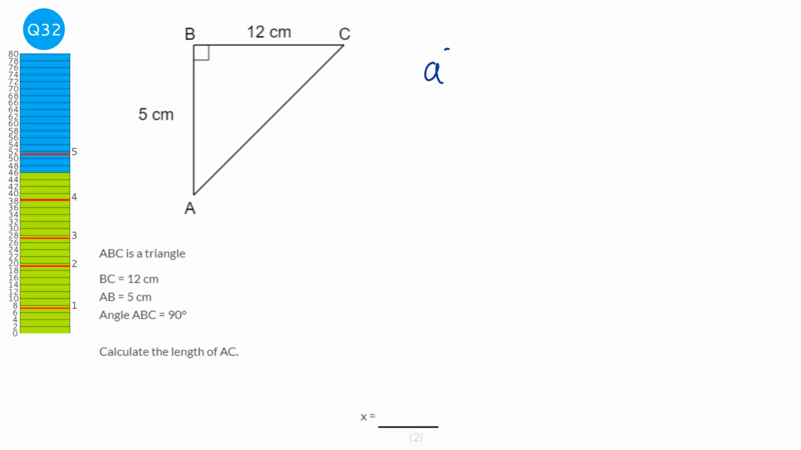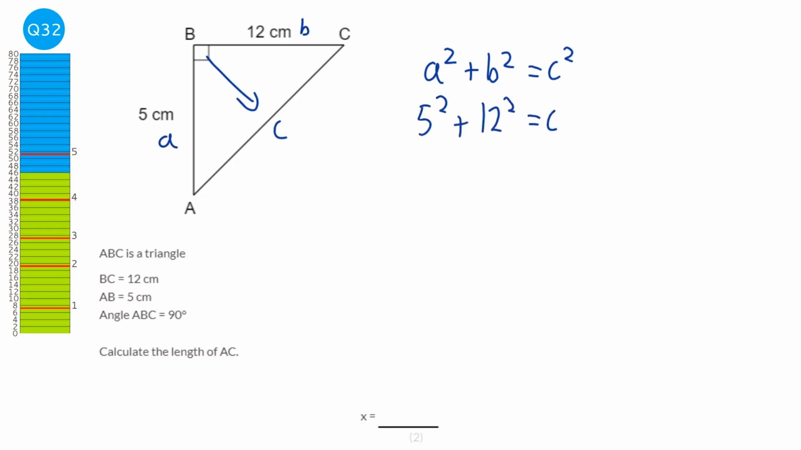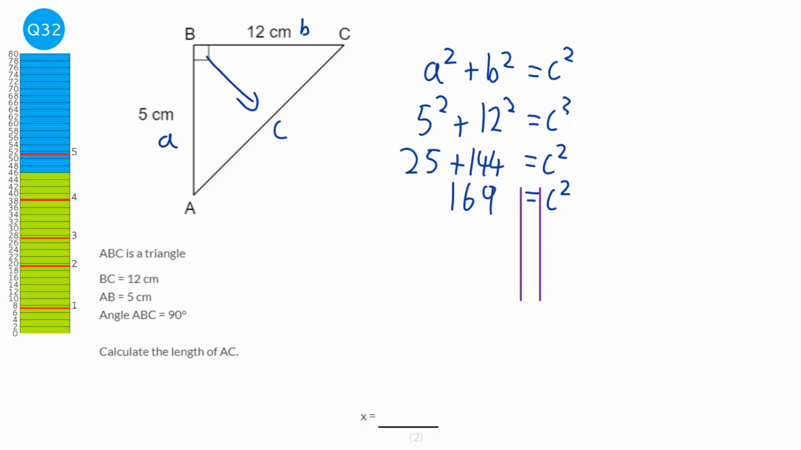So Pythagoras says that a squared plus b squared equals c squared. And the c is the one opposite the right angle. So I'm going to label this a and b. So it would be 5 squared plus 12 squared equals c squared. 25 plus 144 is equal to c squared, and 25 plus 144 is 169. And then we're solving to find out what c is, and we're just going to square root both sides. So square root of 169 is 13, so c is 13.